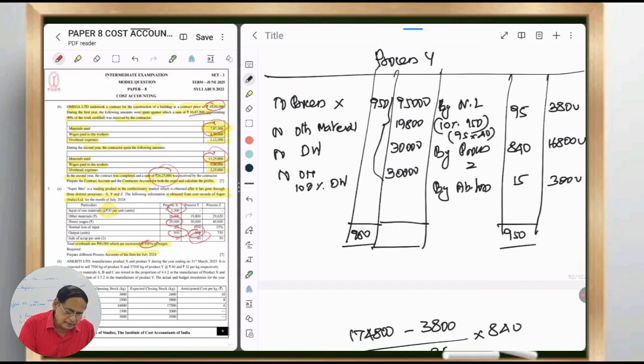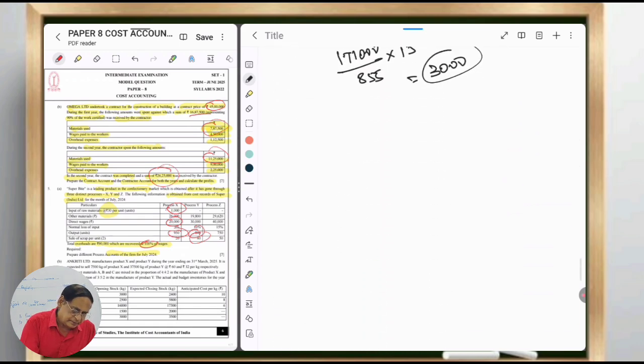So if we add, it must be tallied. We had already calculated 1,74,800. Now 3,800 plus 1,68,000 plus 3,000, that is 1,74,800. So for process Z we will prepare. Let's prepare process Z.